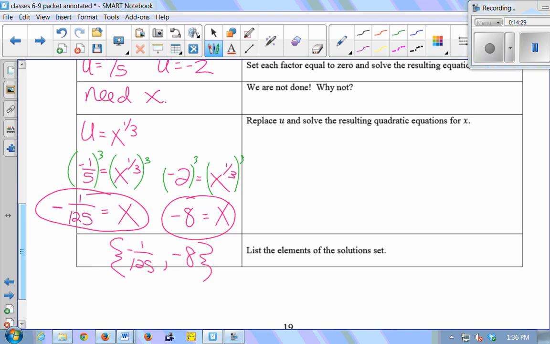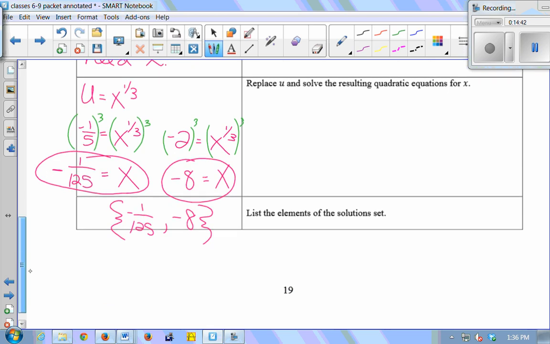On a test or a quiz, if you don't put your solutions in set notation, that's okay. I just want to get you in the habit of it because my math lab sometimes asks you to do it that way. They already put the brackets? Oh, okay, good.